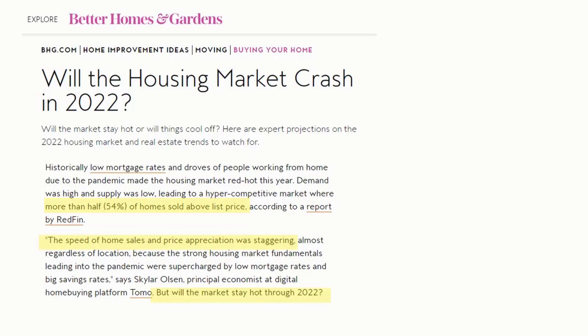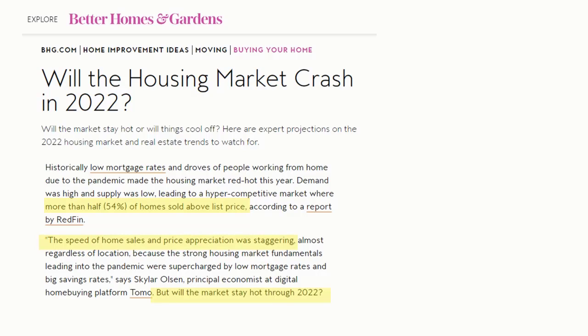So I love this article because it gives a lot of good information. We've got statistics in here. Obviously, what happened in this hyper competitive market: more than half, over 54% of homes sold above the list price. And this is out of a report out of Redfin. So again, it relates your information, not just you saying it, but we're substantiating it with other information.